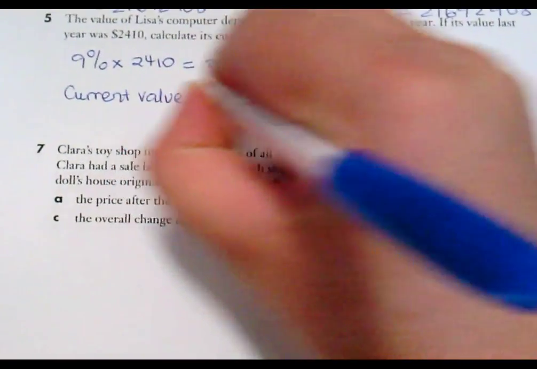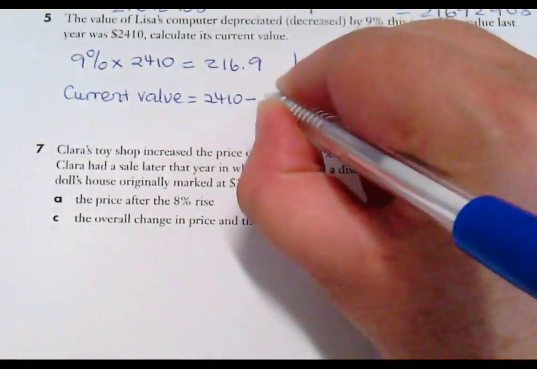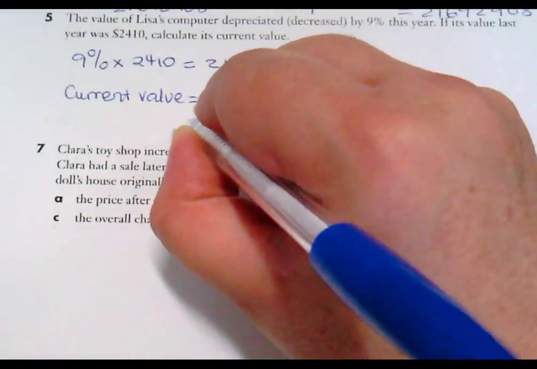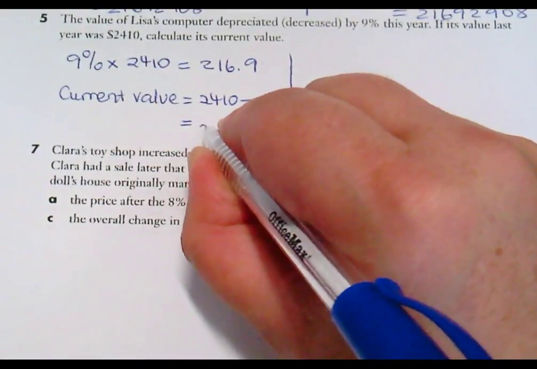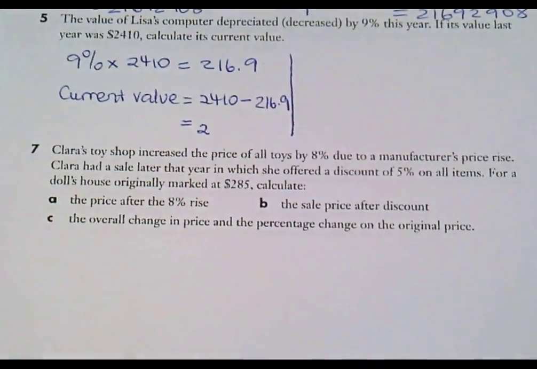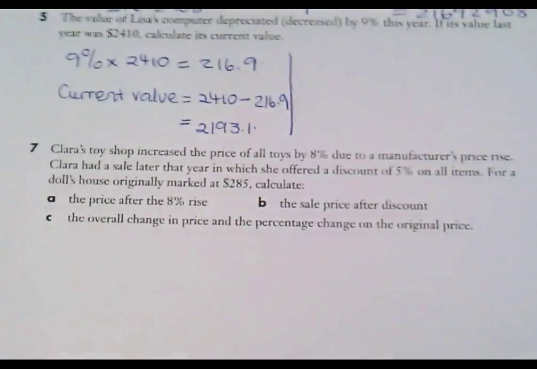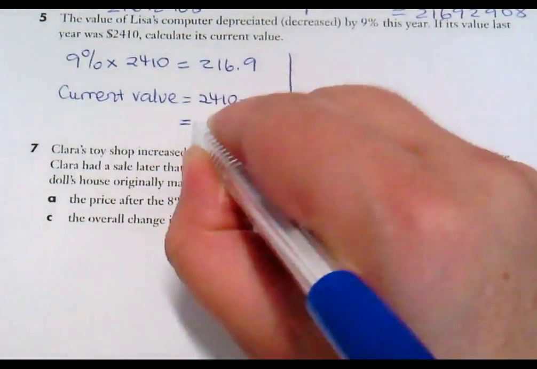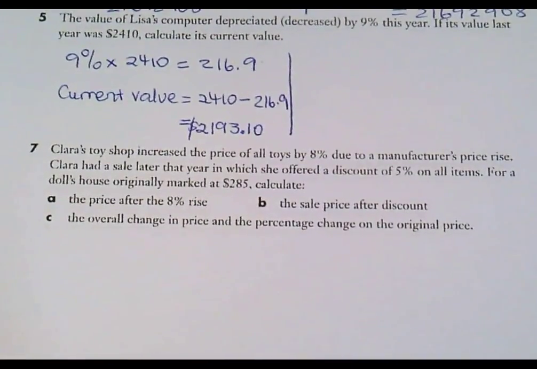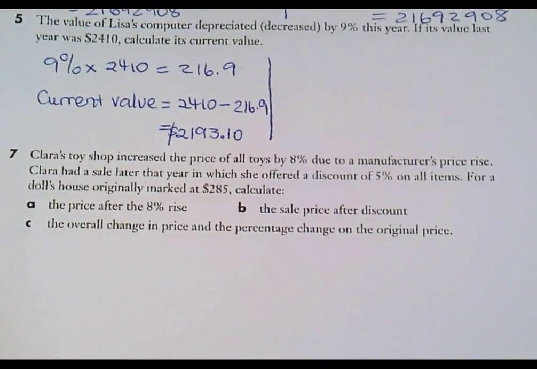So therefore, the current value, how do I do this? What do I do? 2,410 minus the $216.90. And what do I get? So when we subtract that, we get 2,193.1. This is money, so put a 0 on the end and a dollar sign at the front would be good. That is the current value.